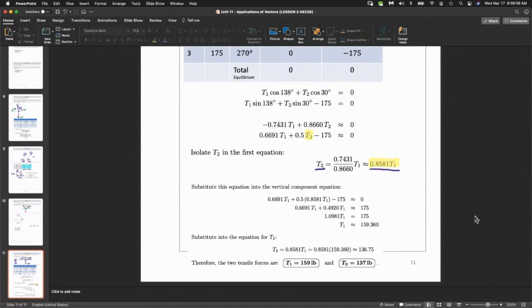And you can see here that after you substitute in the term here, you can multiply by a half, collect the like terms, and divide 175 by this number 1.0981 to get your final answer of 159 pounds. This is the same answer that we had in the previous example, so we do get the same answer. And to complete the question, you can get the answer of 137 pounds by plugging the 159 pounds back into the T2 equation here. So if you take 159 and multiply by 0.8581, you'll get the 137 pound force.